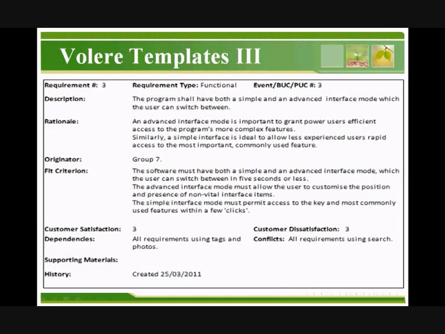Having a simple and complex layout option was rated 3 for both customer satisfaction and dissatisfaction, as although it may be important, it isn't necessarily a make or break component. It could improve users' experience or frustrate a user to some degree, but not necessarily to the point where they destroy the poor computer.